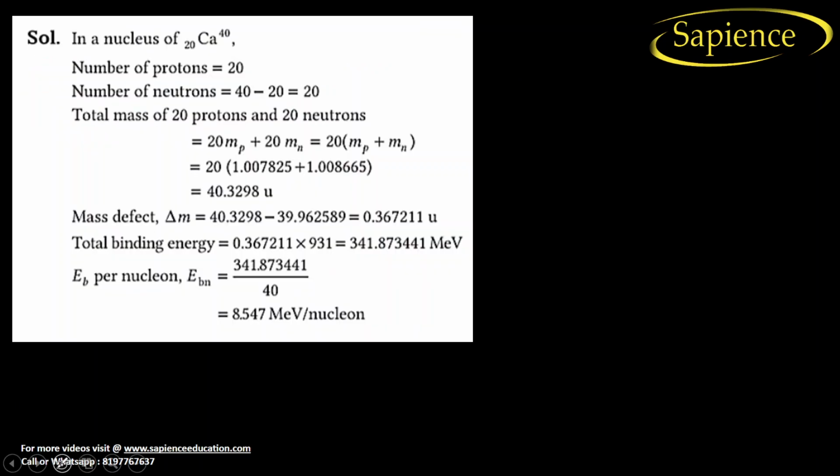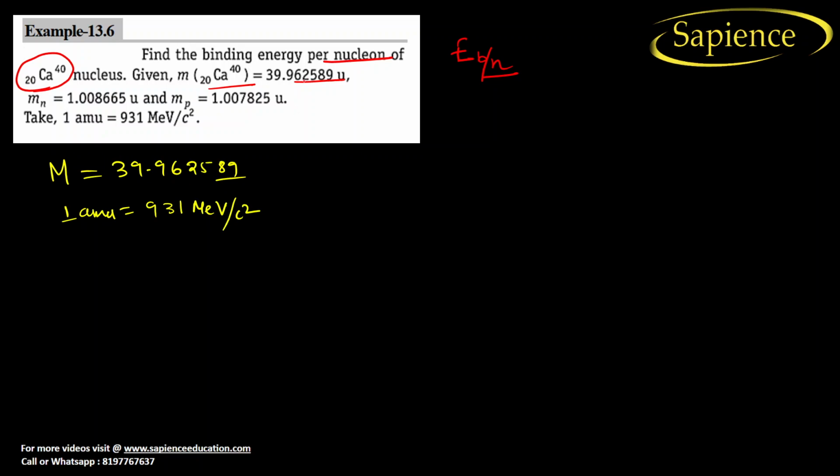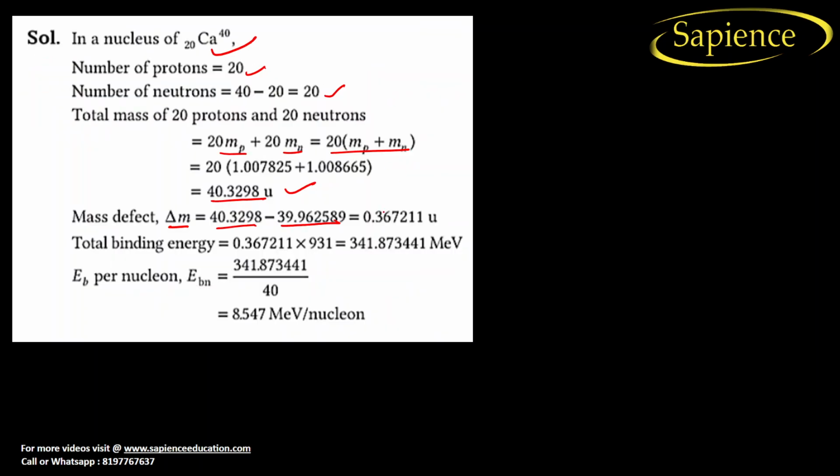Now see here, we can put values one by one. Number of protons 20, number of neutrons 20. So the total mass of 20 protons plus 20 neutrons is this one. This is the total mass when they are separate. The mass defect will be the total mass when they are separate minus the total mass when they are in combined form. I have kept this because they have provided these values of the mass of the nucleus of the calcium. So the mass defect is this one.